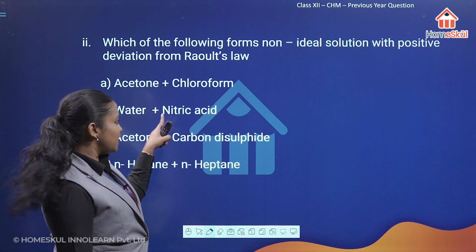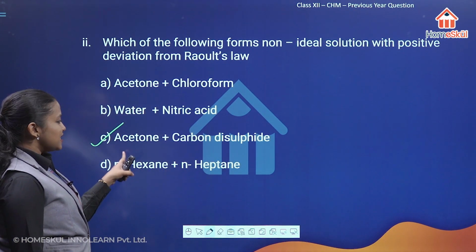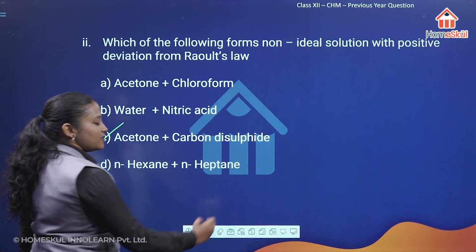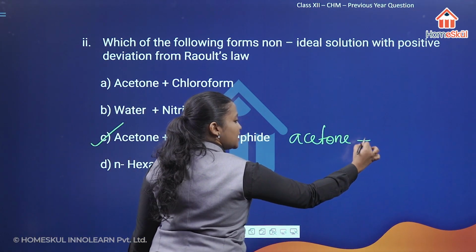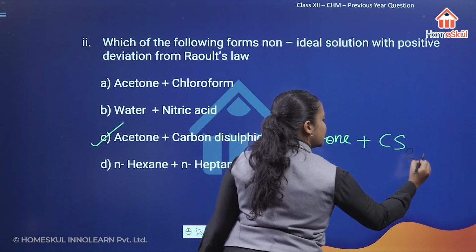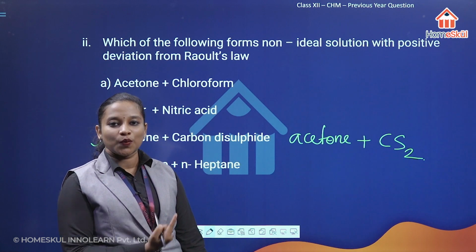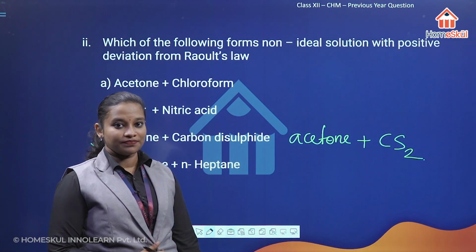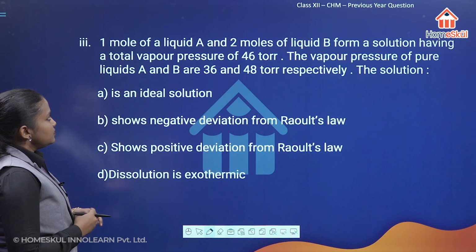So, here we can see that option C is the correct option, because acetone plus carbon disulfide, acetone plus CS2, that solution shows positive deviation from Raoult's law or ideal behavior. Next question.